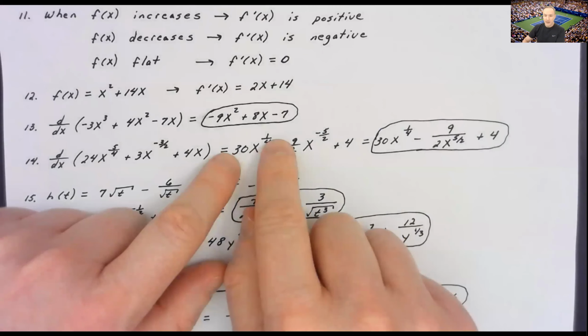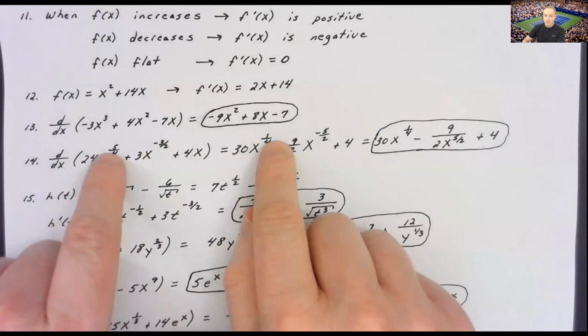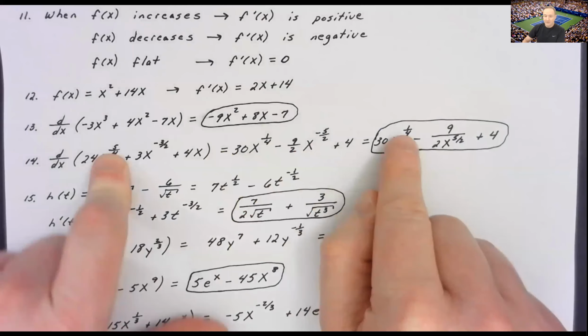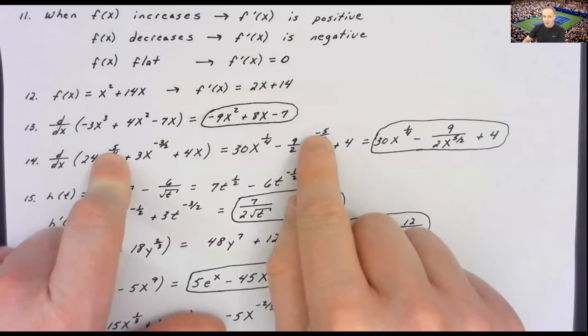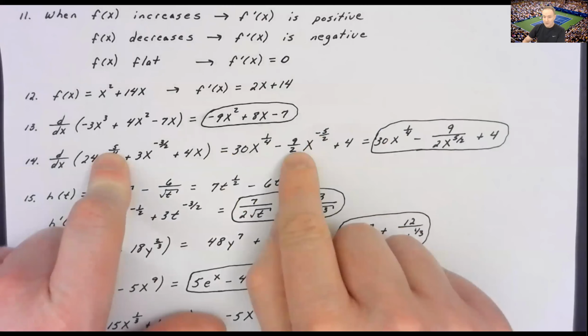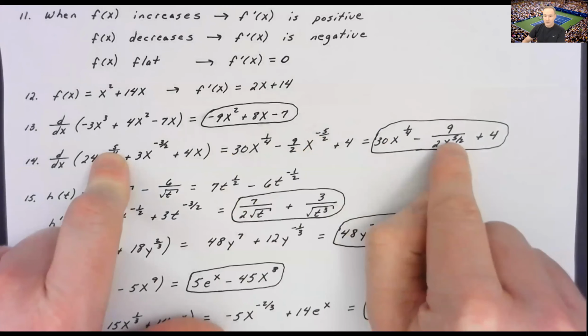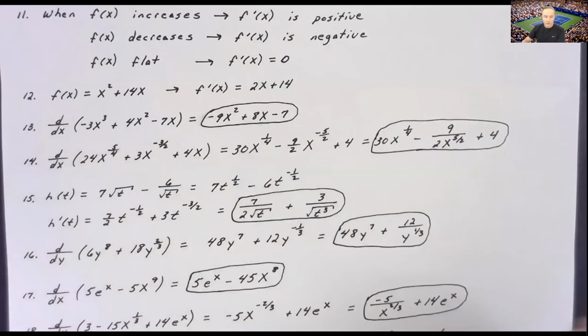We have 30x to the 1/4. Now, since they used fractional exponents, I kept mine in fractional exponents as well. But this negative 5 over 2, I put that x in the denominator to the positive 5 over 2 power. And then, of course, plus 4.